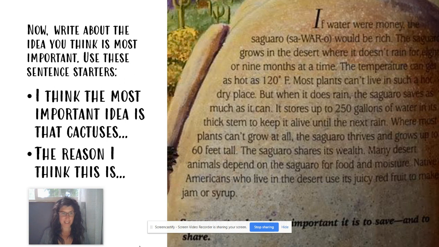So here could be your sentence starters. I think the most important idea is that cactuses, the reason I think this is, go ahead and pause the video so you can write those sentences and restart when you've finished your writing.